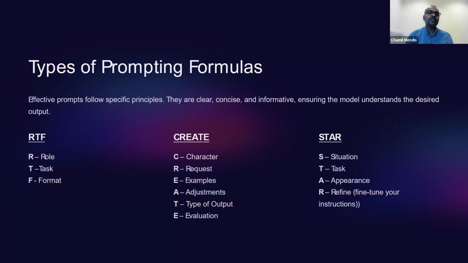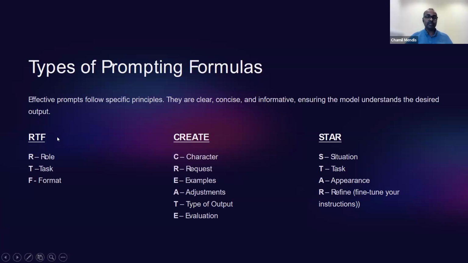To become an effective prompt, you need to follow specific principles or guidelines. You have to be very clear, concise, and informative to ensure the model understands the desired output. Because no matter how you create a prompt, if you do not provide the proper information to the model, then the model will not be able to give you an output. So to do that, we will use a couple of formulas.